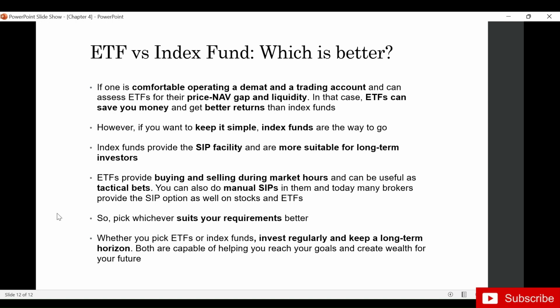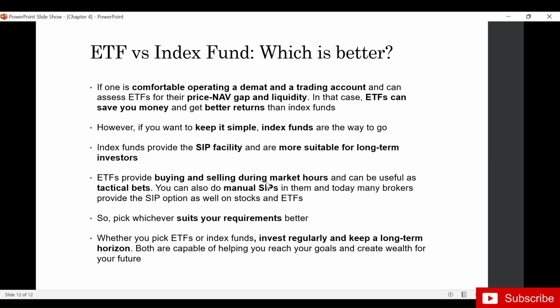On the other hand, if someone is interested in doing intraday trading, then ETFs are a better choice for them because you can buy and sell during the market hours. Also, in ETFs, you can do manual SIPs, and today there are certain brokers that have started providing the SIP option in ETFs also. So, an investor can pick whichever out of ETF or index fund suits his requirements better.